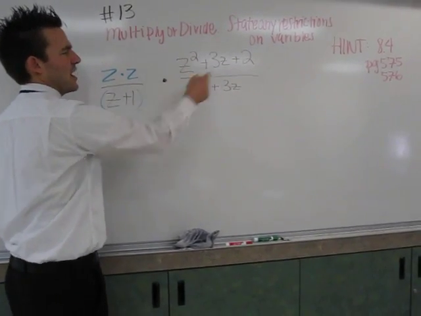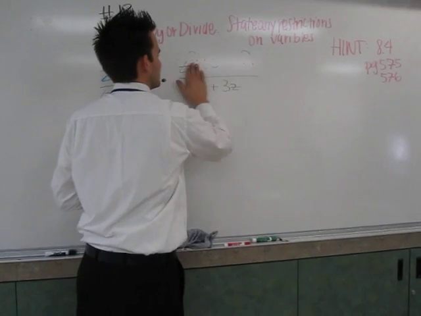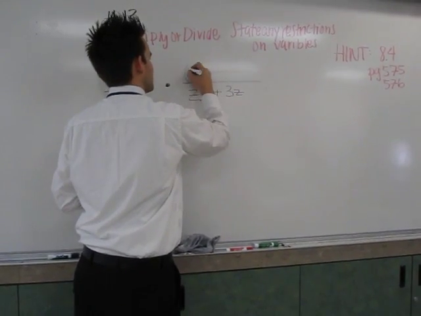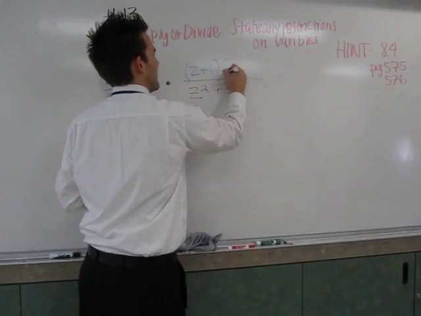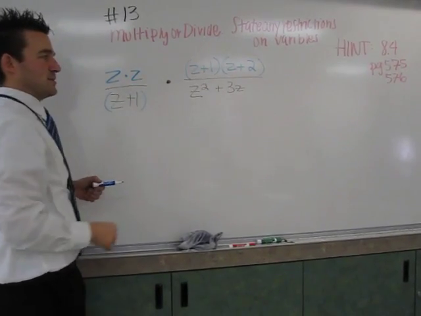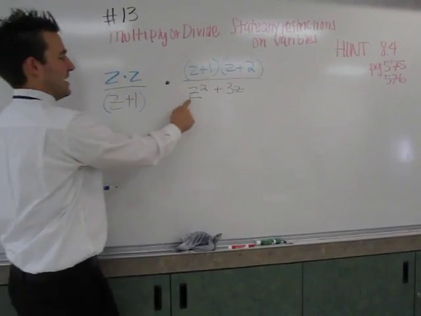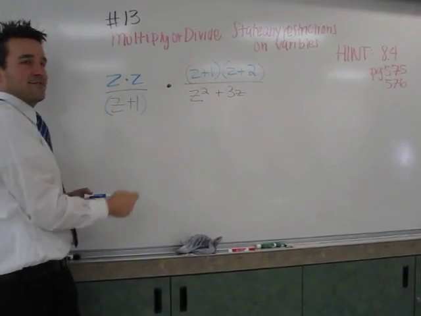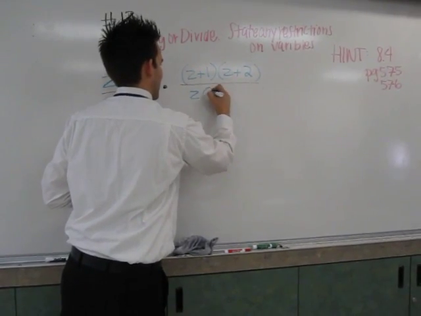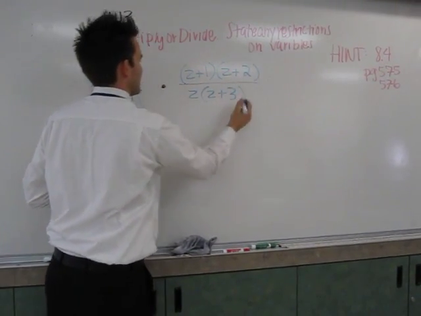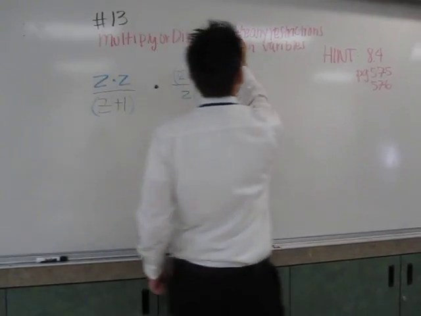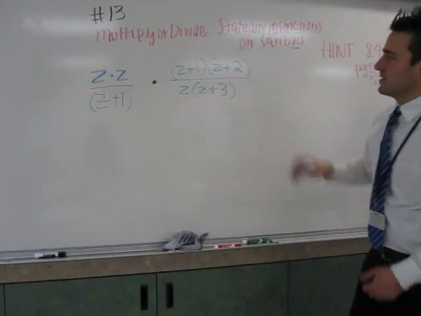Up here, this trinomial factors out as z plus 1 times z plus 2. You can confirm this by foiling it. Finally, down here, we could factor a z out of each of these terms. I'll let you cancel it, but let's talk about state any restrictions.